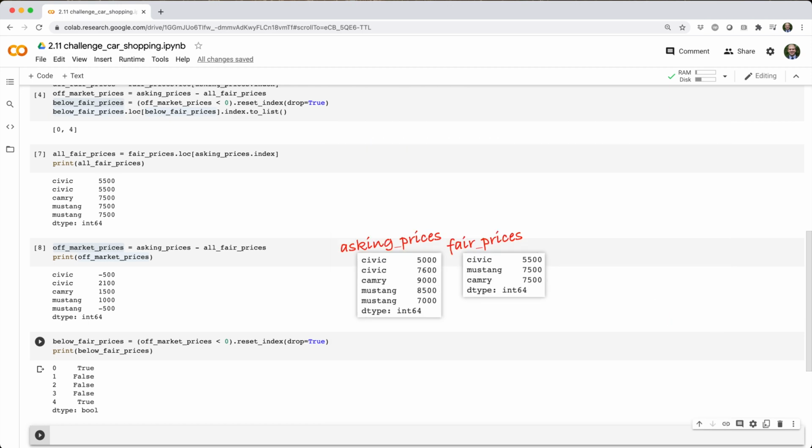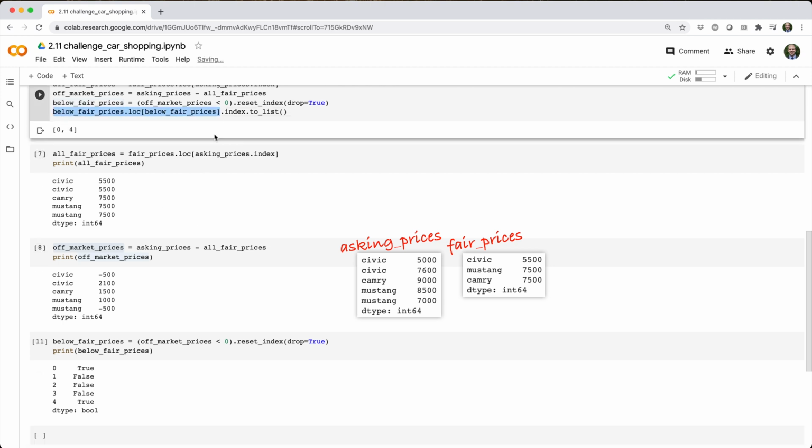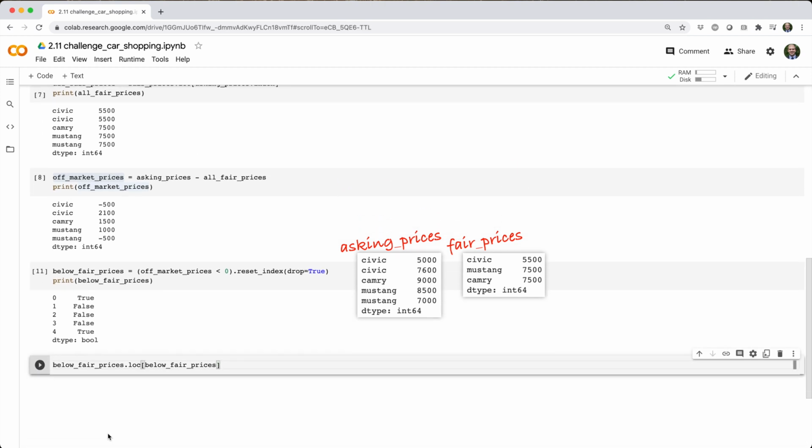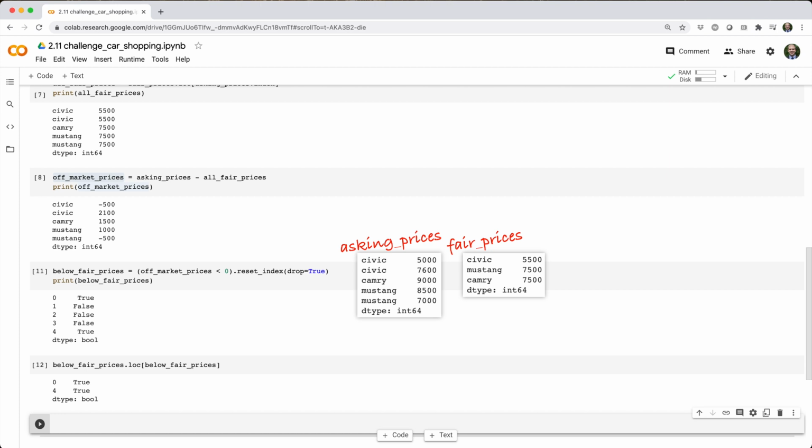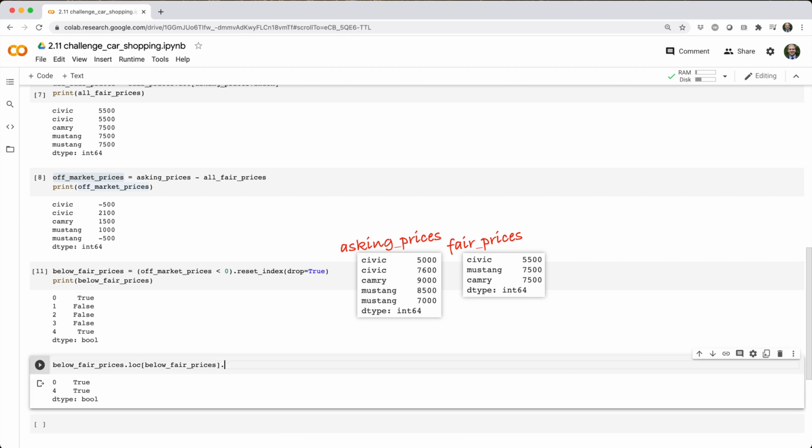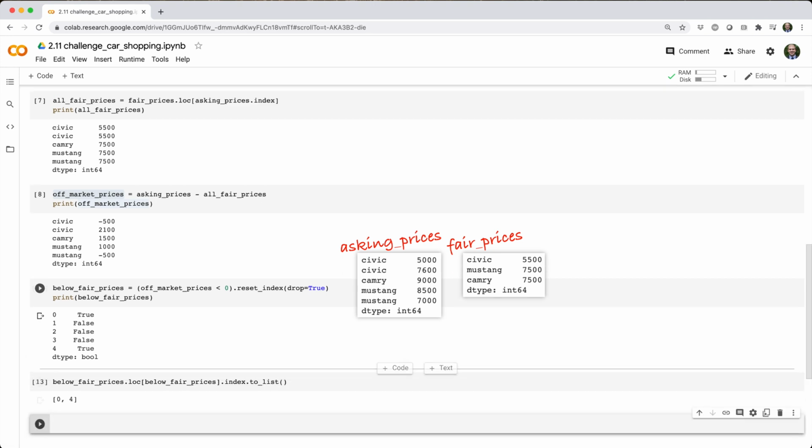So now our goal is to pick out the indices corresponding to true values, in this case 0 and 4. If we do belowFairPrices.loc[belowFairPrices], we'll get back the subseries with just true elements. And then we can chain that with .index.to_list() to get back the index values in a list.